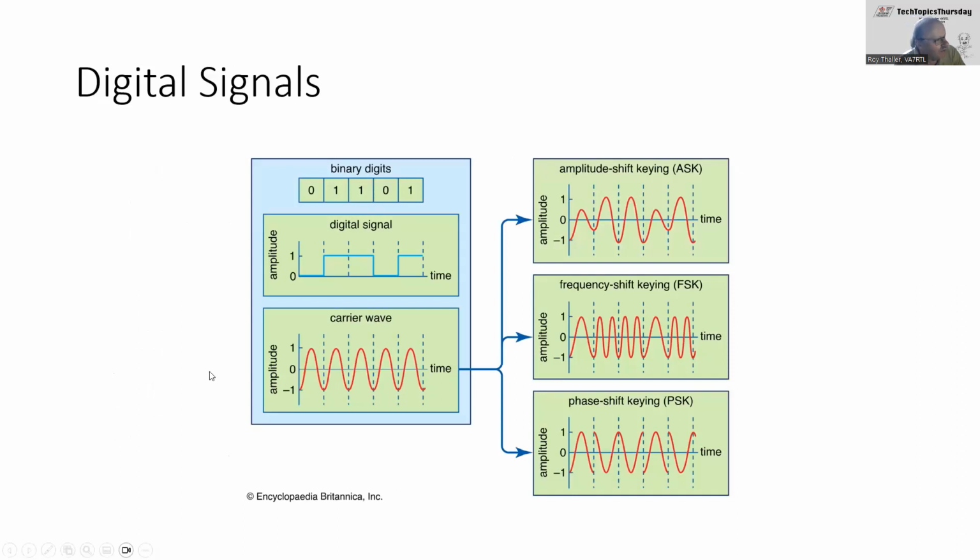And then if you do the same thing with your carrier wave, but you use a digital signal, you get things like amplitude shift keying, where the amplitude changes, or frequency shift keying, where the frequency changes, or phase shift keying, where the phase of the signal changes. So these are just different ways of modulating your signals. When we talk about modulation in the future, we'll get into a little bit more detail of that.